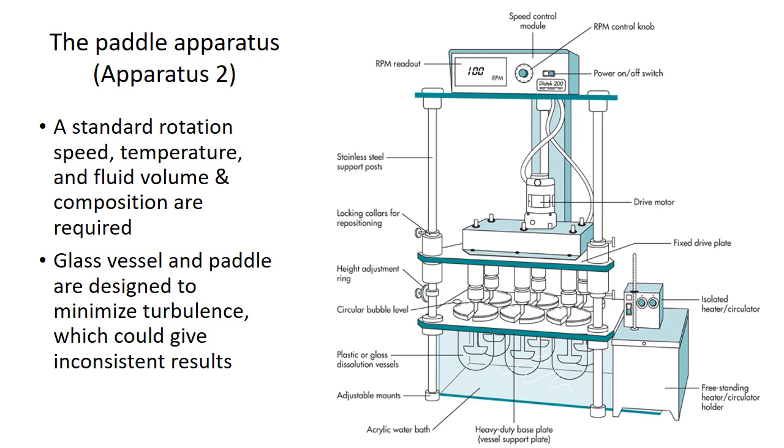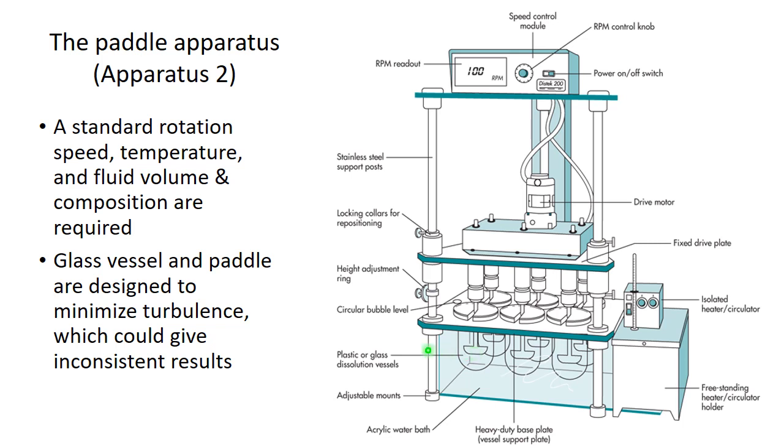There are certain things that do have to be standardized here. Like I said, all these things up at the top we already talked about, but the glass vessel and paddle are designed to minimize turbulence, which could give inconsistent results. So there shouldn't be a lot of aggressive fluid motion. You guys probably all know what turbulence is, when the fluid doesn't move in a linear way, but moves in a kind of random or circular way. They're trying to avoid that.